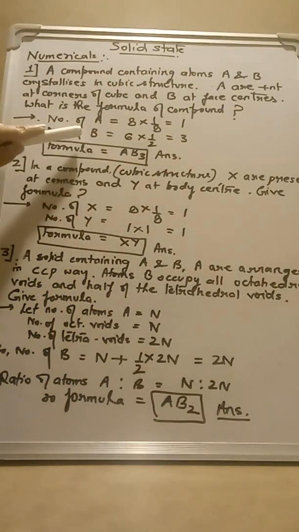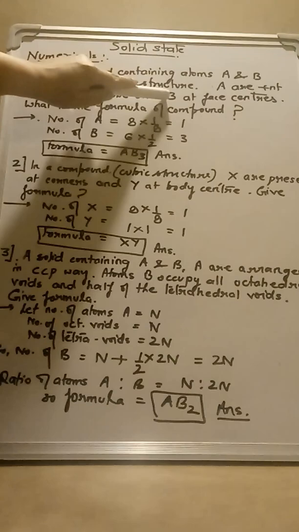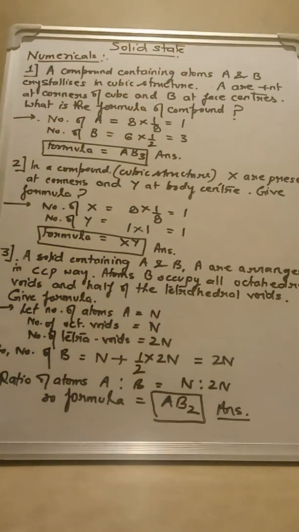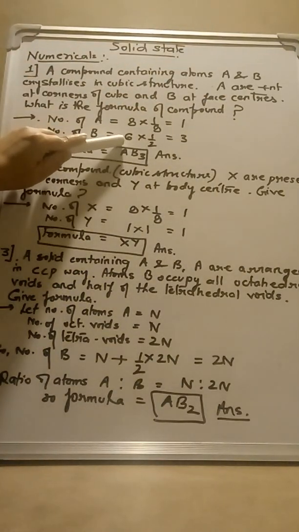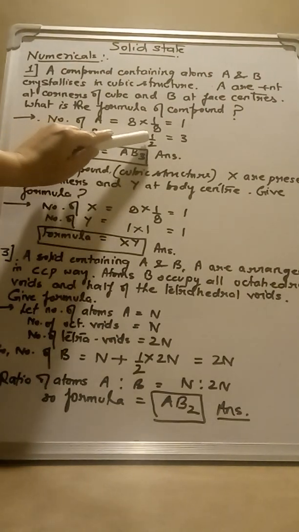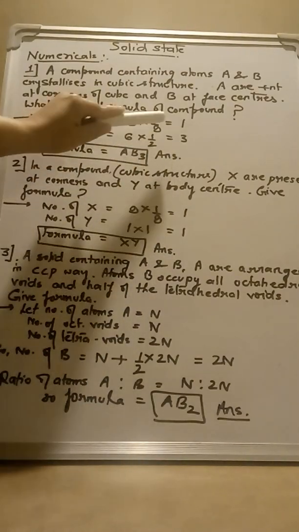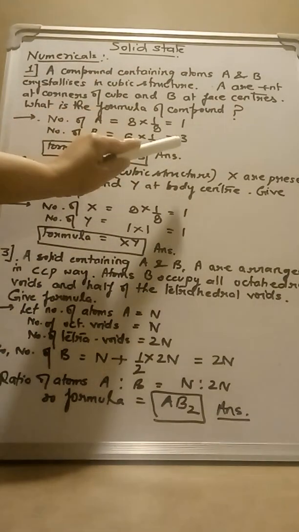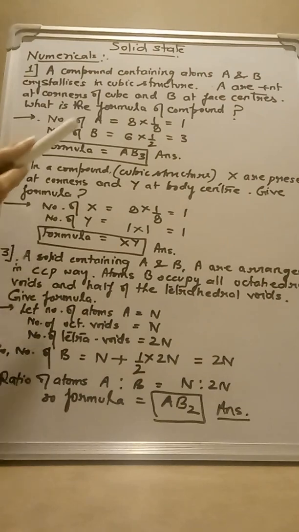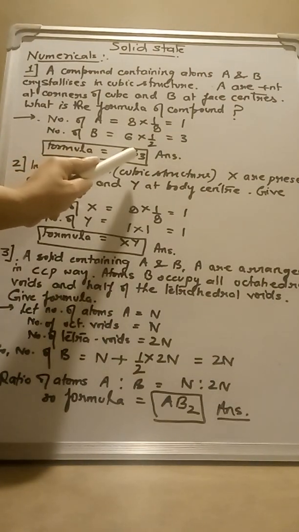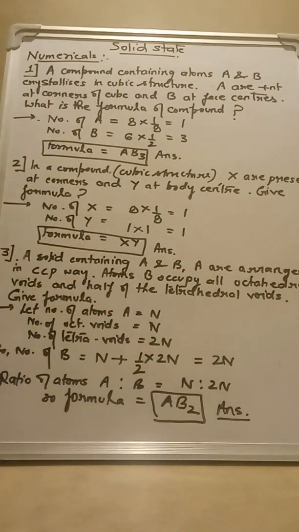Similarly, B. Now B are present at face centers. How many face centers are there in a cubic unit cell? 6. And contribution of each is 1 by 2. So that makes it 3. So number of A is 1 and number of B is 3. So the formula is AB3. Simply, what we are doing is finding the number of A and B and writing the formula. Let us see another question.